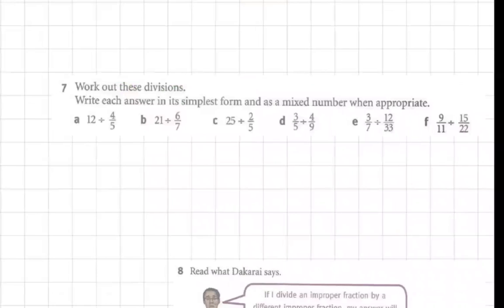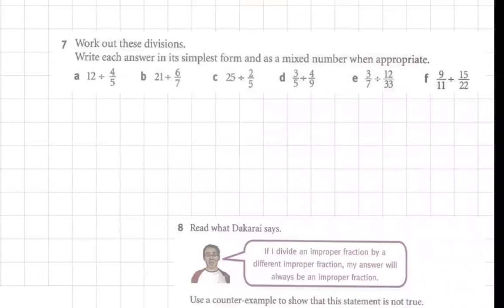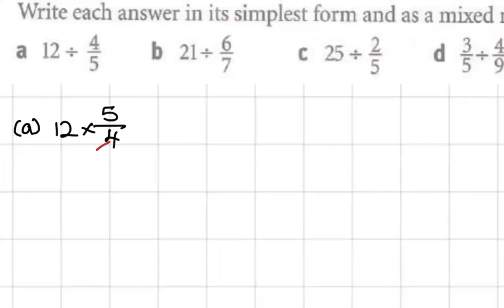Okay, next one, number 7, work out the division. Division will have to flip it around to multiply. So let's look at 7a, 12 multiplied by 5 over 4. And it's the same thing that we did earlier on. The bottom and this can cancel, 3, 1. So 5 times 3, 15. B, 21 over 7 over 6.